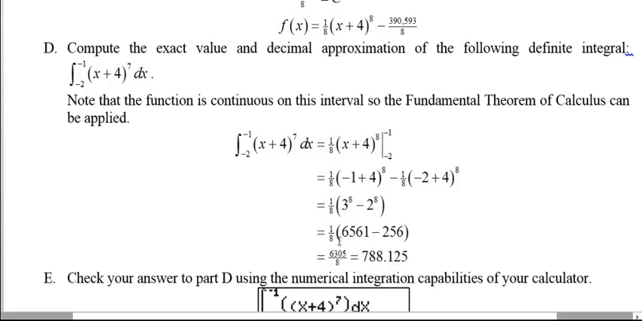3 to the 8th is 6,561. We could certainly work that out by hand, or we could use a calculator for it. 2 to the 8th is 256. Subtract, and we get 6,305, and then times the 1/8 is 6,305 over 8. That's an exact value. We could do long division by hand, or with the calculator, and we see that that's exactly 788.125.